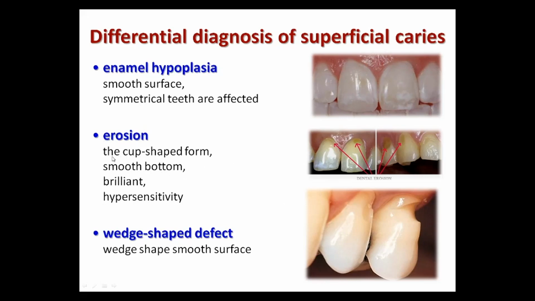The cavity during erosion has a cup shape. Also, they have a smooth bottom. They are brilliant and have hypersensitivity. And the third disease is wedge-shaped defect. It has a wedge shape and smooth surface.